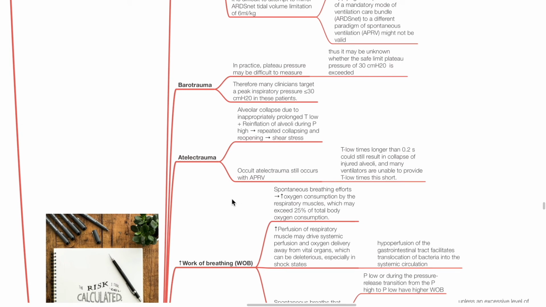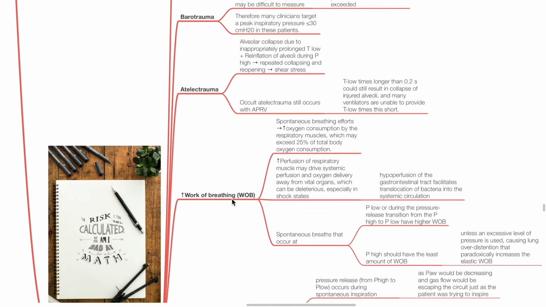The next risk is barotrauma. In practice, plateau pressure may be difficult to measure, thus it may be unknown whether the safe limit plateau pressure of 30 cm H2O is exceeded. Therefore, many clinicians target a peak inspiratory pressure of 30 cm H2O or less in these patients. Atelectrauma: alveolar collapse due to inappropriately prolonged T-low, accompanied by reinflation of alveoli during P-high, may result in repeated collapsing and reopening of alveoli and shear stress.